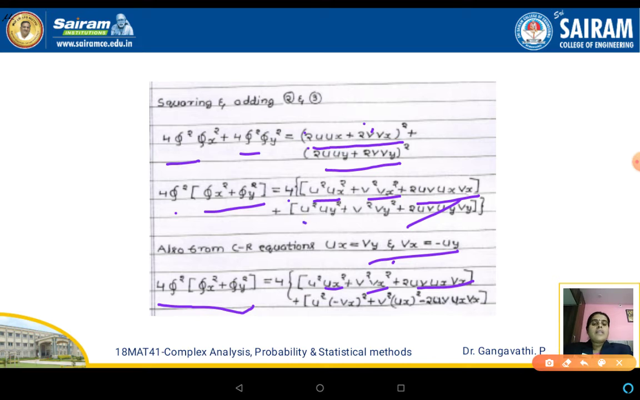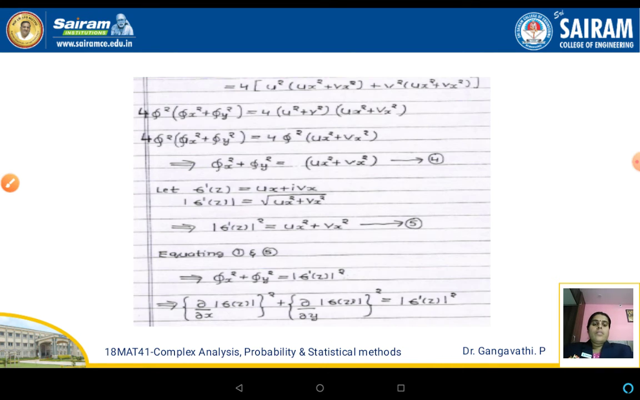Coming to the next expression, you have u square where uy has been replaced by minus vx using the CR equation, and v square is there as it is, and this vy has been replaced by ux, and 2uv uy vy can be replaced by the suitable term, so you get negative 2uv vx ux. Now on simplifying, the positive and negative terms get cancelled, and the resulting expression will be 4 times of u square into (ux square plus vx square) plus v square into (ux square plus vx square).